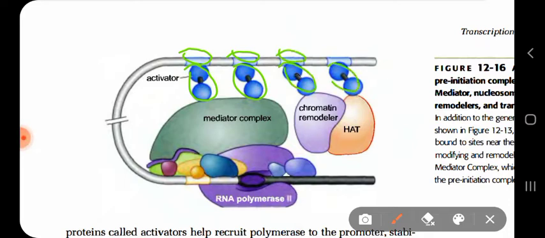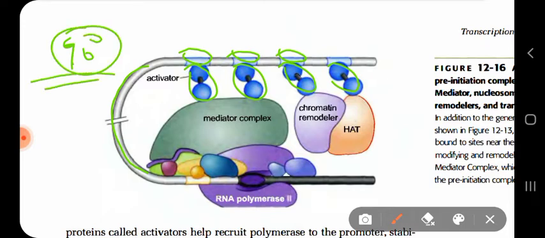Now, why the bending of the DNA occurs, as I have said before, is because when TBP binds to the TATA box, it causes a widening of the minor groove and bends the DNA at an angle of 80 degrees. But it is shown at almost 90 degrees, just for simplicity.